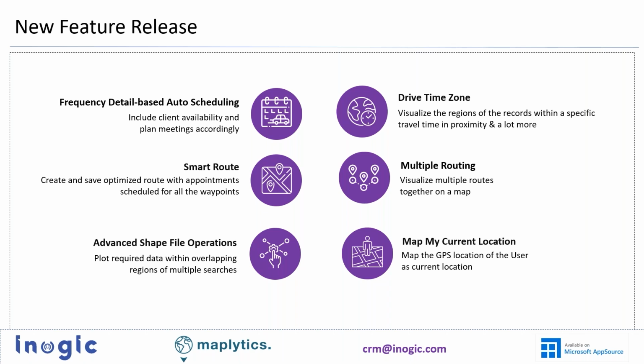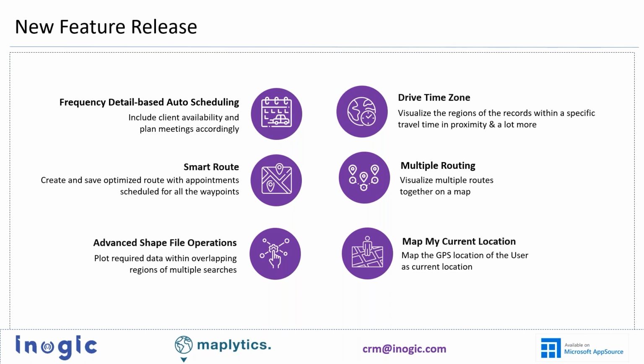Next, we'll be seeing the smart route. Smart route basically helps you to create the route along with the respective appointments based on the respective timings with a few clicks. After that, we'll be going through the multiple routing. As the name suggests, you will be able to see multiple routes all at once together on the same map. After that, we'll be going through the advanced shapefile operations.